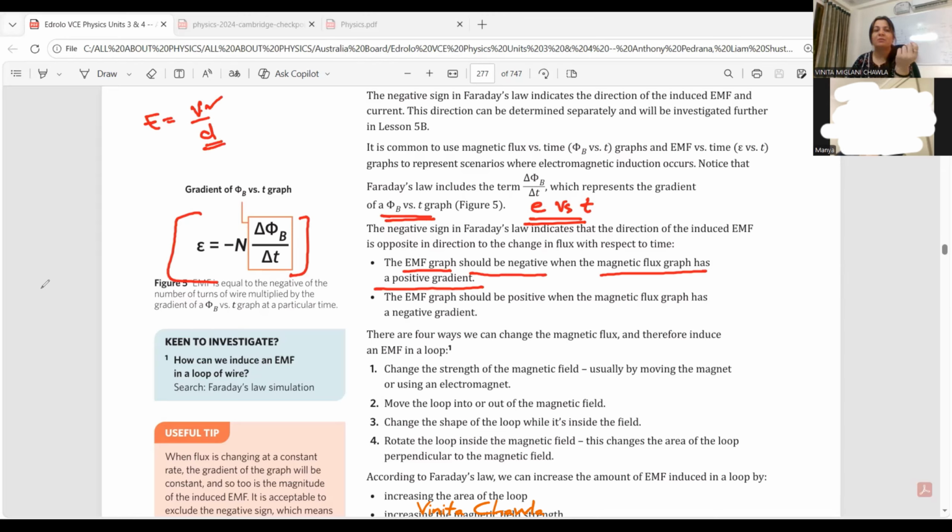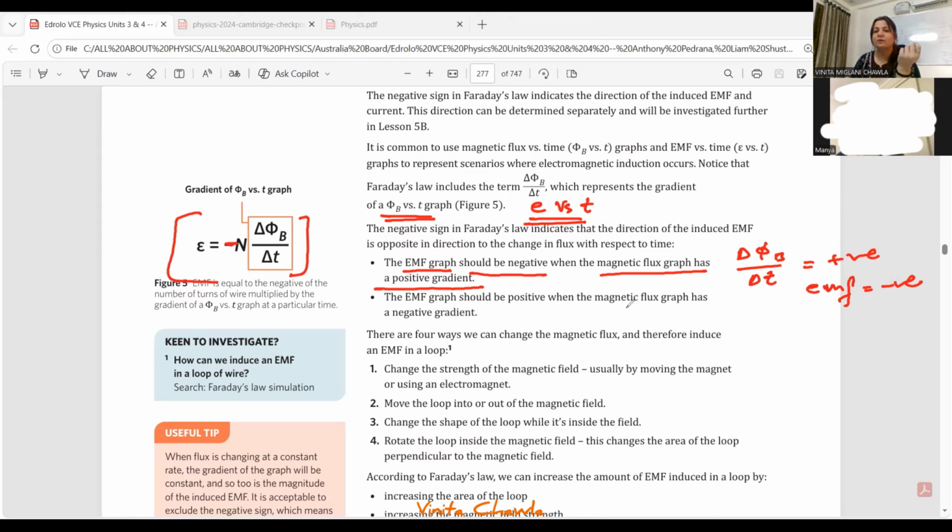Gradient का मतलब होता है कि कैसे एक क्वांटिटी जो है वो दूसरी क्वांटिटी के रिस्पेक्ट में चेंज हो रही है. So the EMF graph should be negative when the magnetic flux graph has a positive gradient. Means if del phi B by del t is positive, then EMF is negative, because we have a negative sign here, right?